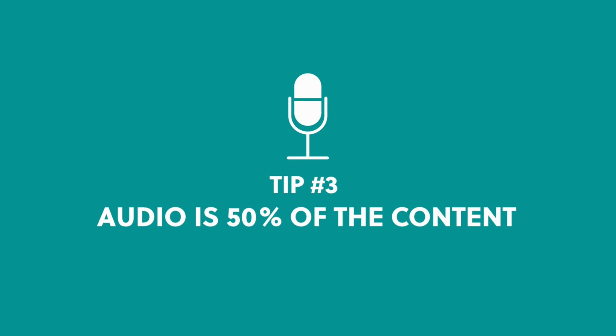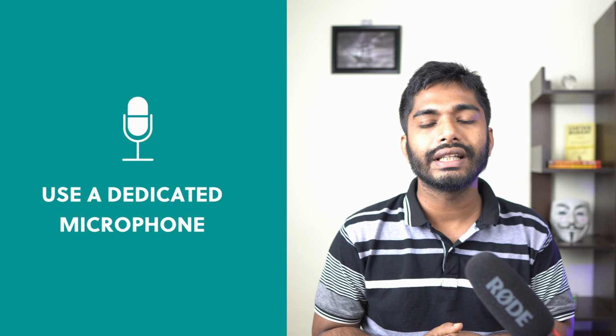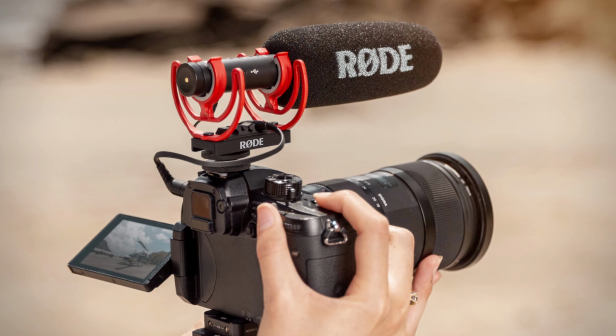Tip number 3. Audio is 50% of your content. So please focus on your audio. If your audio is not clear, your audience will not watch the whole video. Don't use the default camera microphone. Use a dedicated microphone which can take your voice clearly. You can use a wireless microphone or a lapel microphone or a shotgun microphone like me. Normally shotgun microphones are used over the camera, but I used it in front of myself so my sound would be clear. When I used it over the camera, it created some reverb and echo in the sound.